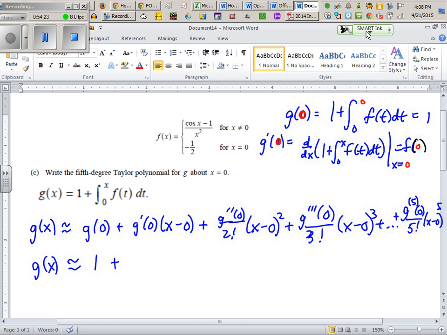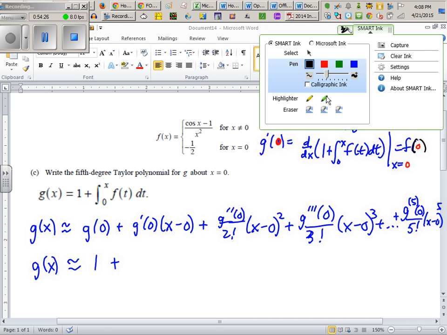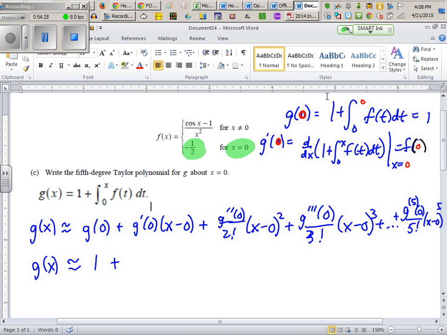I'll highlight what I just found. It was buried in the stem. You have to kind of search for it. It's right here. Here's f of 0, see? Negative 1/2. So this is negative 1/2. And then there's an x minus 0. I'll just write that as x if you don't mind.